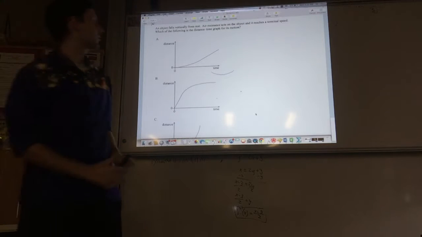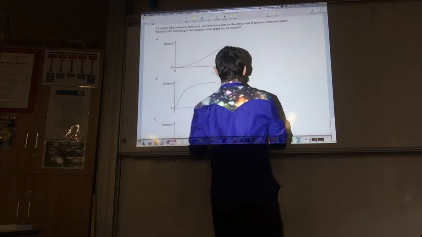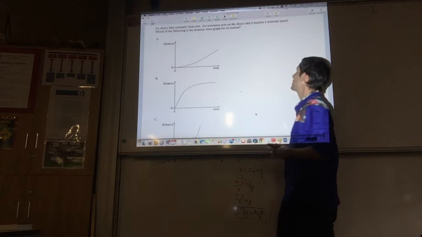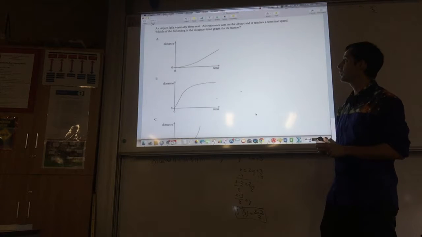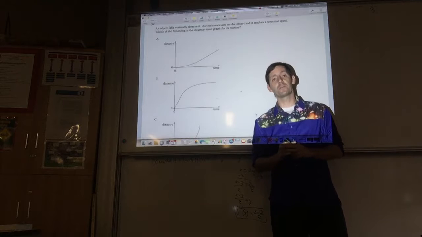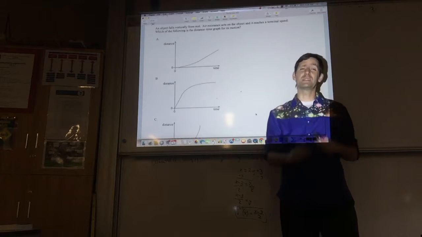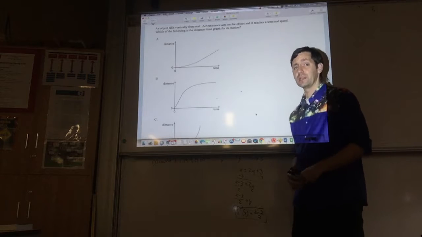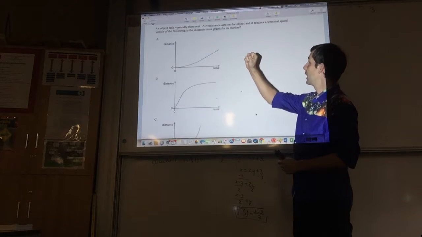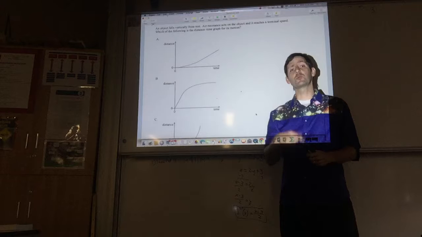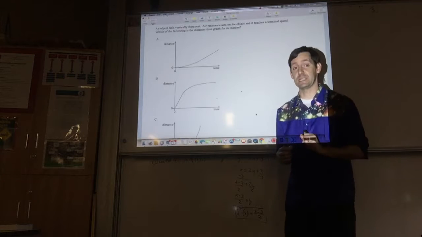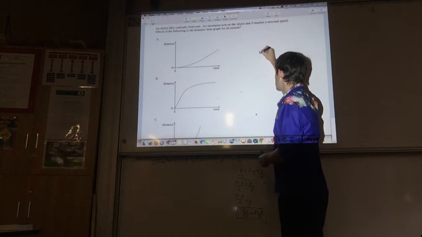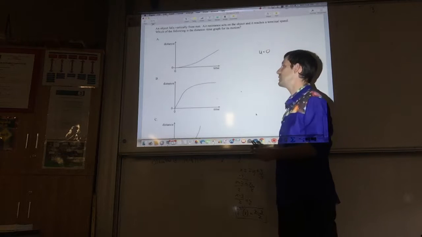An object falls vertically from rest. Air resistance acts on the object as it reaches a terminal speed. Which of the following is the distance-time graph for the object? Well, we can get some definite answers right out of this right away. Recognize, number 1, if it falls vertically from rest, what is my initial velocity? The initial velocity, that's u, should be equal to 0.